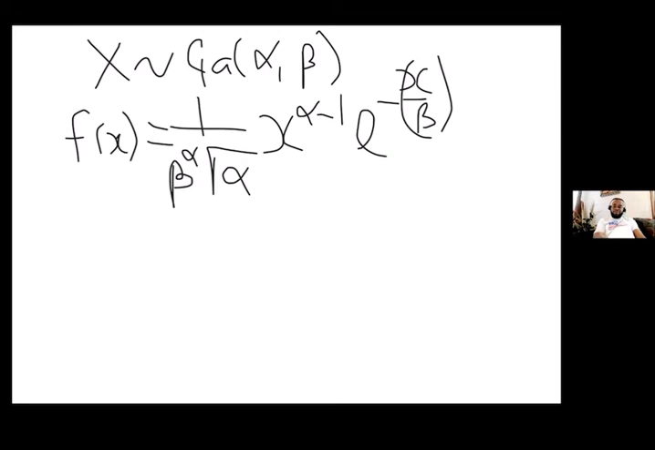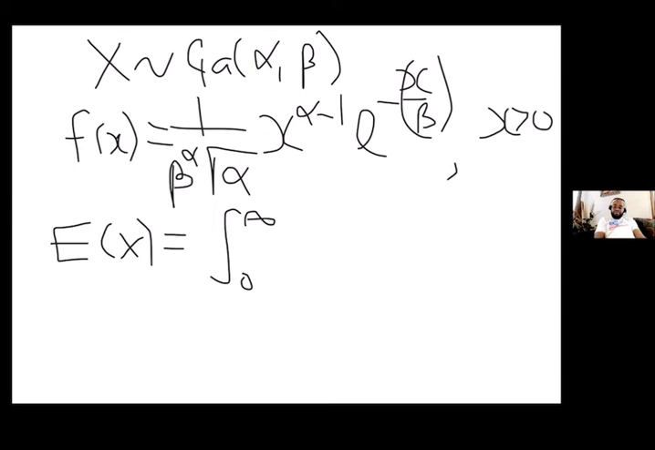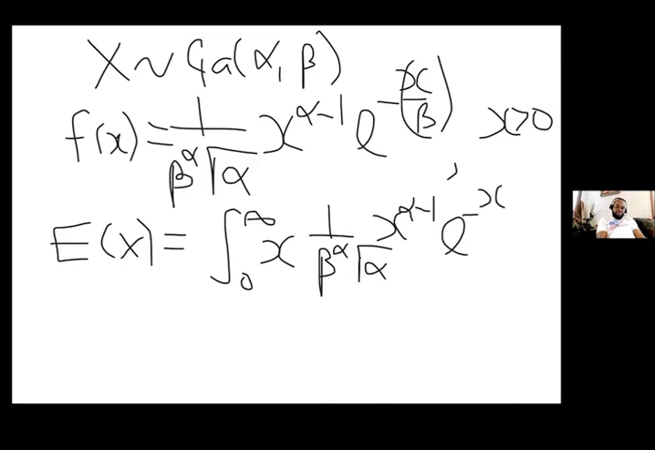Now, I want to use the method of moments, I can use the moment generating function. But if I want to use the direct method, I'm going to have expected value of x equal 0 to infinity. Don't forget that x is greater than 0. So 0 to infinity x, then the function, 1 over beta raised to power alpha gamma alpha, x raised to the power alpha minus 1, exponential raised to the power minus x over beta, dx. I want to find the mean of a random variable x that follows a gamma distribution.